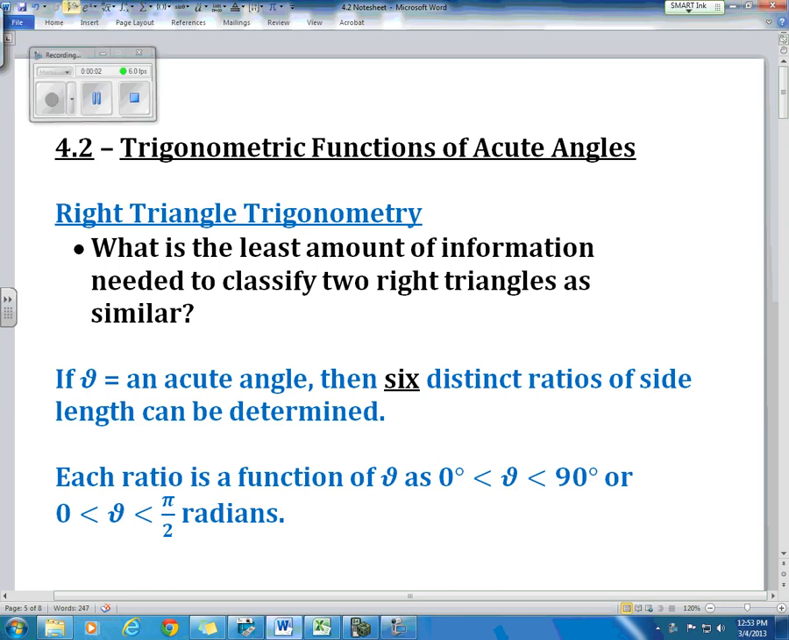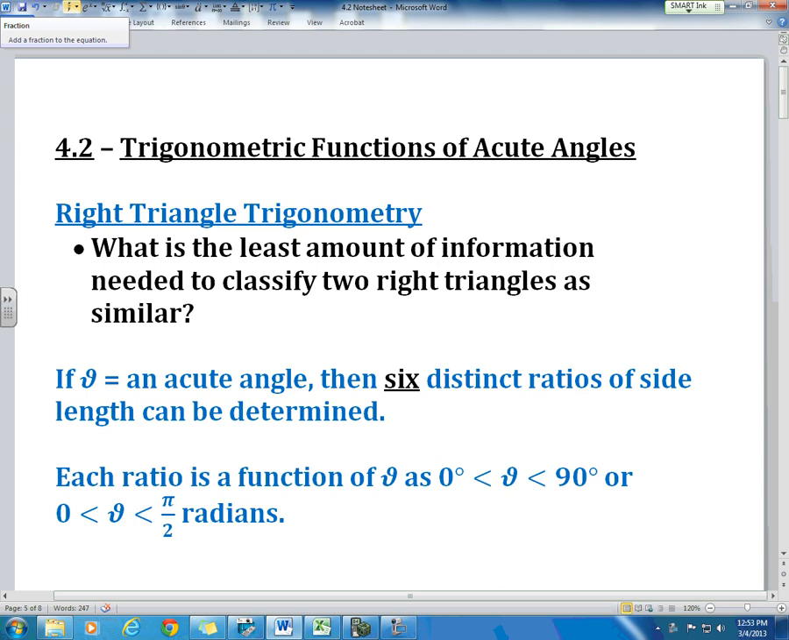Hi there, we're going to start section 4.2, which is called Trigonometric Functions of Acute Angles. And we're going to focus on what's considered to be right triangle trigonometry as we go through this section. So before we start, I want you to ponder a question that I have up here on the screen.